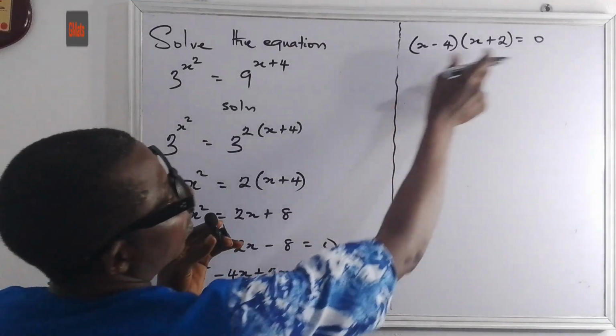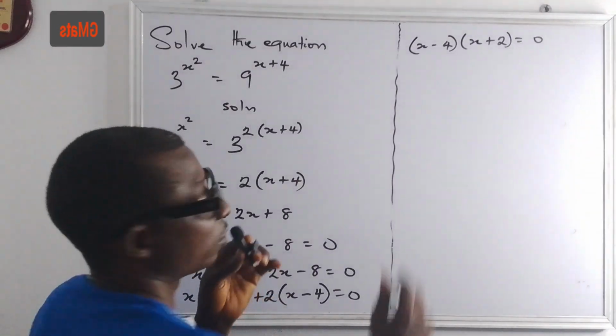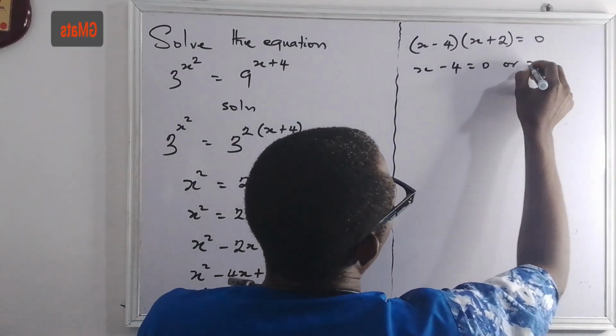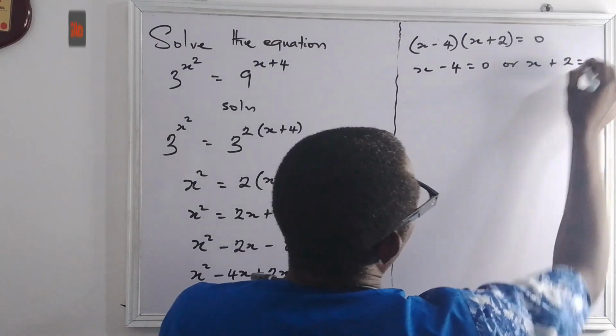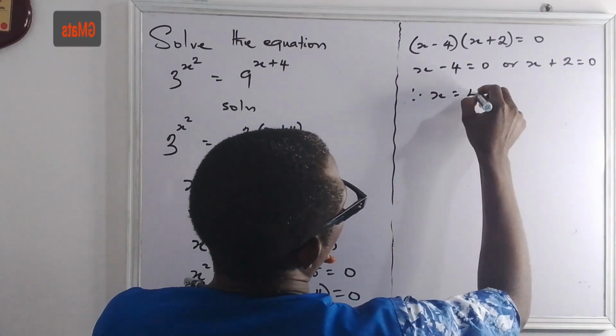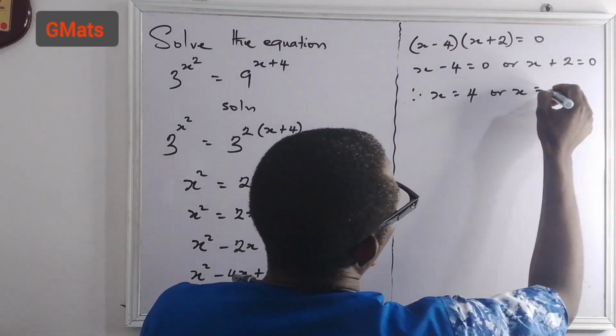All right, so two numbers multiplying each other to give 0. So it's either x minus 4 equals 0 or x plus 2 equals 0. All right, so therefore x equals 4 or x equals minus 2.